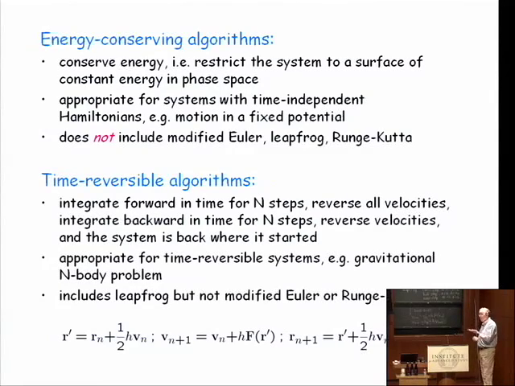A wide variety of systems are time reversible. So for example, the gravitational n-body problem is time reversible. And so it's reasonable to suppose that time reversible systems will integrate the gravitational n-body problem better over very long times than systems that aren't. Out of the systems we've looked at, modified Euler is not time reversible. Runge-Kutta isn't time reversible, but Leapfrog is.